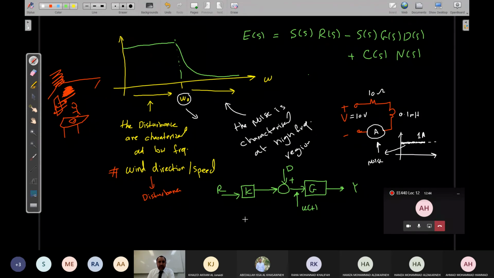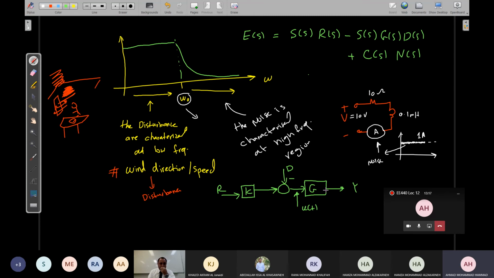For example, if you are going in the same direction of the wind, then is the wind supporting your movement or resisting your movement? It's supporting my movement. Now, if this one is minus, then this means that the disturbance is resisting my movement, yes or no? Yeah, sure. Same thing, if I'm moving against the direction of the wind, in this case, the wind is resisting my movement or supporting my movement?